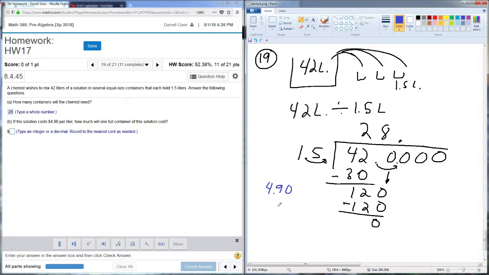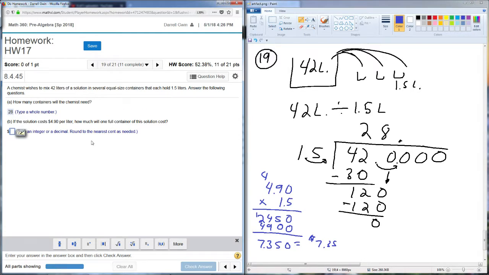4.90, that's the cost, times 1.5 liters. 5 times 0, 5 times 9, 5 times 4 plus 4 is 24. 9, 4. 1 times everything is going to be the same thing. Add it up. 0, 5, 9, 10, 11, 12, 13, 7. Total decimals: 1, 2, 3 total decimals in 2 factors means the answer has to have 3 total decimals. And that is going to be $7.35.